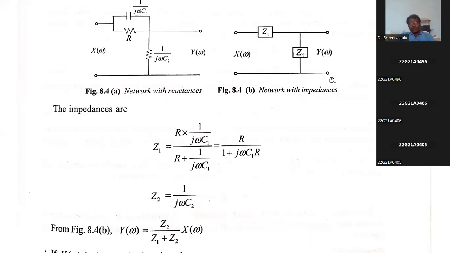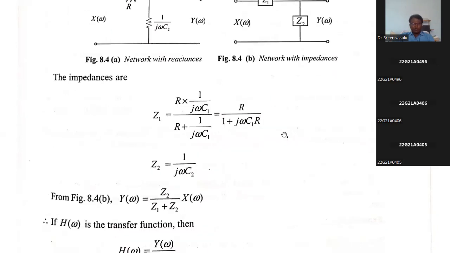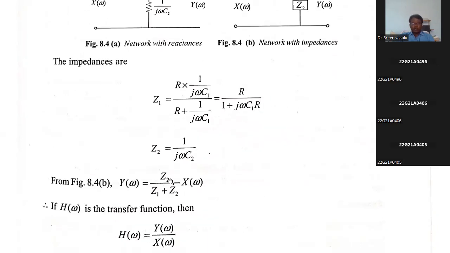Now we want Y of omega. What is Y of omega? It is the current flowing through this element, I of omega, into Z2. Previously we calculated I of omega, which is X of omega by Z1 plus Z2. So Y of omega is equal to I of omega into Z2, which is X of omega by Z1 plus Z2 into Z2. So finally we get the formula: Y of omega is equal to Z2 by Z1 plus Z2 times X of omega.